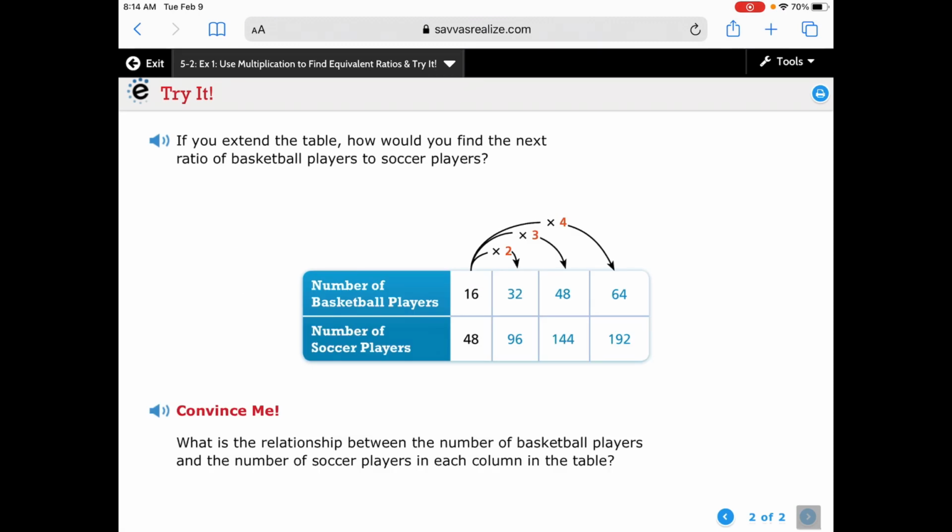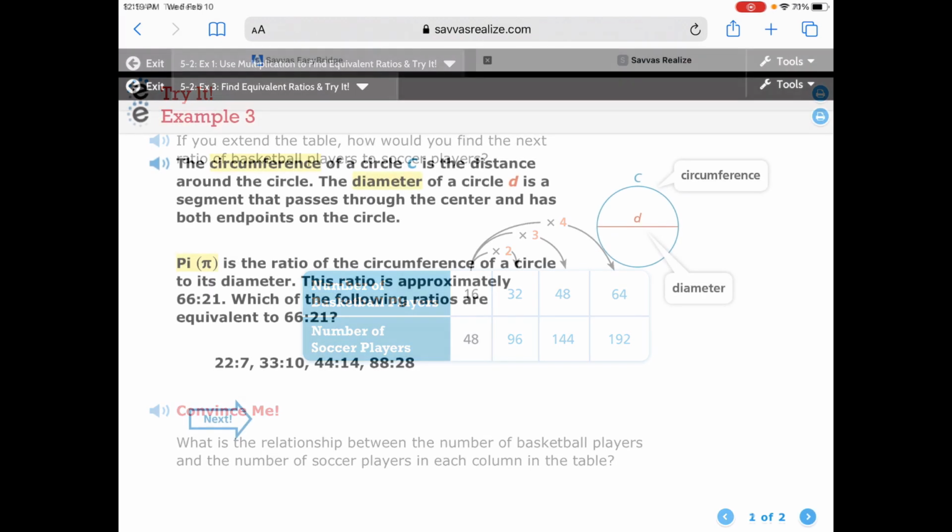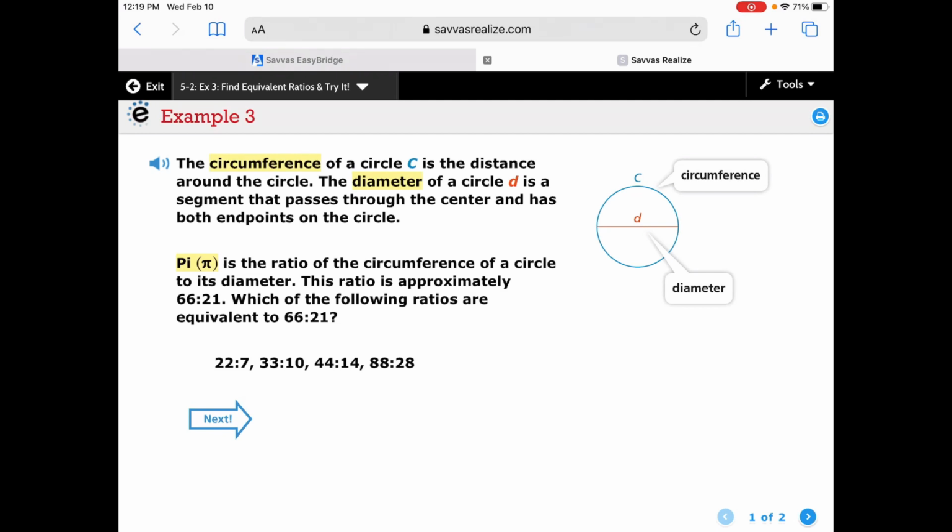So let's look at the Try It. It says if you extend the table, how would you find the next set of ratios of basketball players? So if we were to extend the table, we would multiply the top and bottom by 5. For some reason, it's not letting me annotate over this. So the top would be 80, because 16 times 5 is 80. The bottom would end up being 240. So we're basically adding 48 to the bottom and adding 16 to the top.